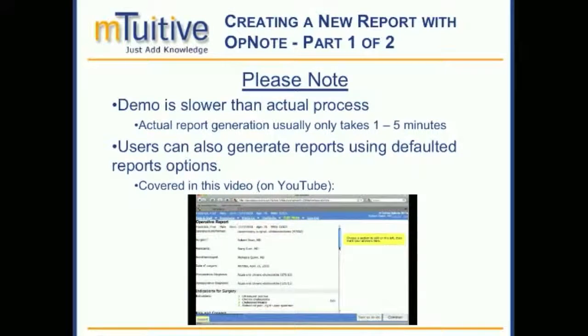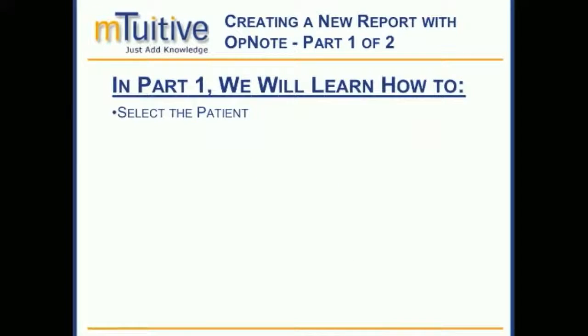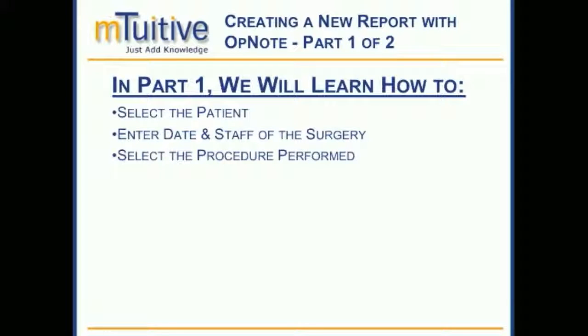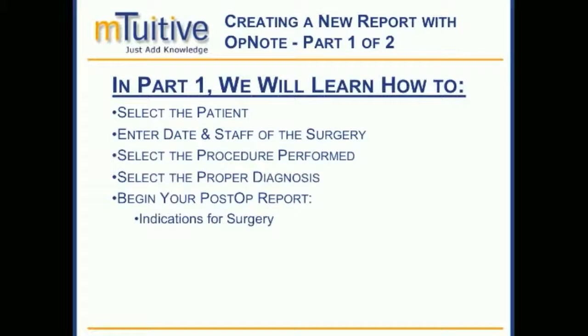In part one, we'll show you how to select the patient, enter the date and staff of surgery, select the procedure performed, select the proper diagnosis, and fill out the following sections of the report: indications for surgery, risk and consent, operative findings, and preparation. All right, let's begin.